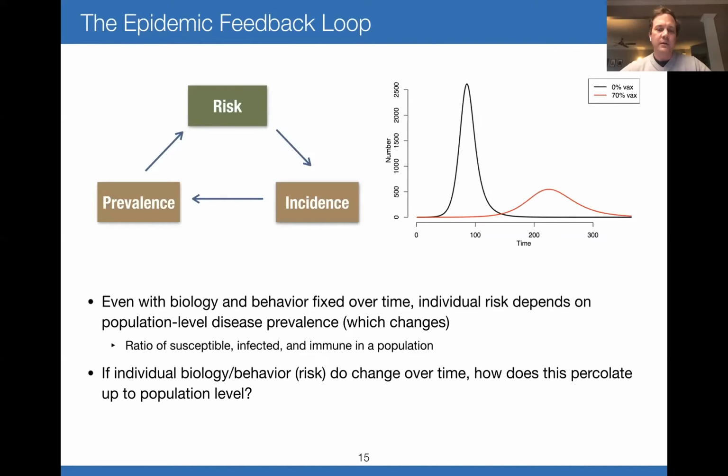So the nonlinear nature of these systems and these models is driven by what I call the epidemic feedback loop, in which the individual risk of disease is driven by the prevalence of disease in the population. So even if we assume that nothing changes in the population with respect to behavior or biology, prevalence goes up and down, and so individual risk goes up and down with it. And this depends really on the ratio of susceptible, infected, and immune people in the population over time. And this ratio changes as new people are becoming infected, the incidence that leads to changes in prevalence, and that leads again to changes in risk.